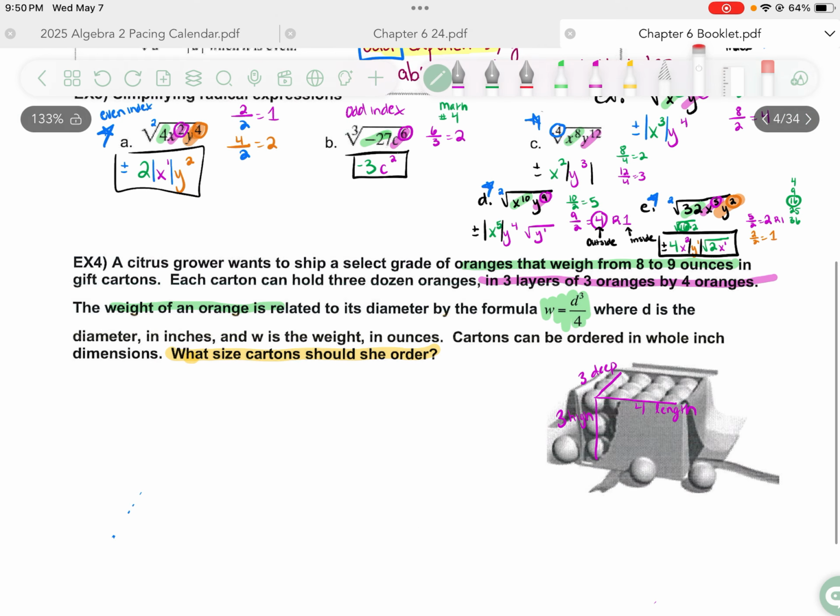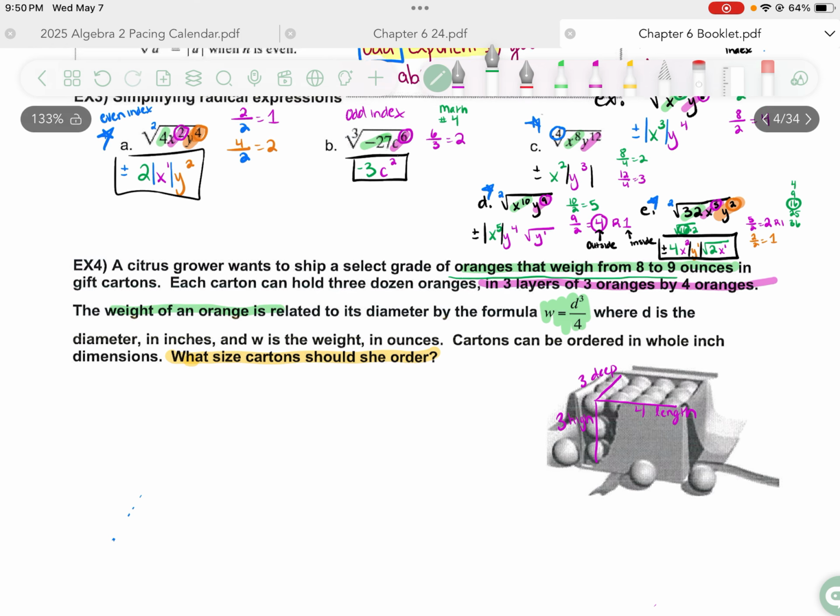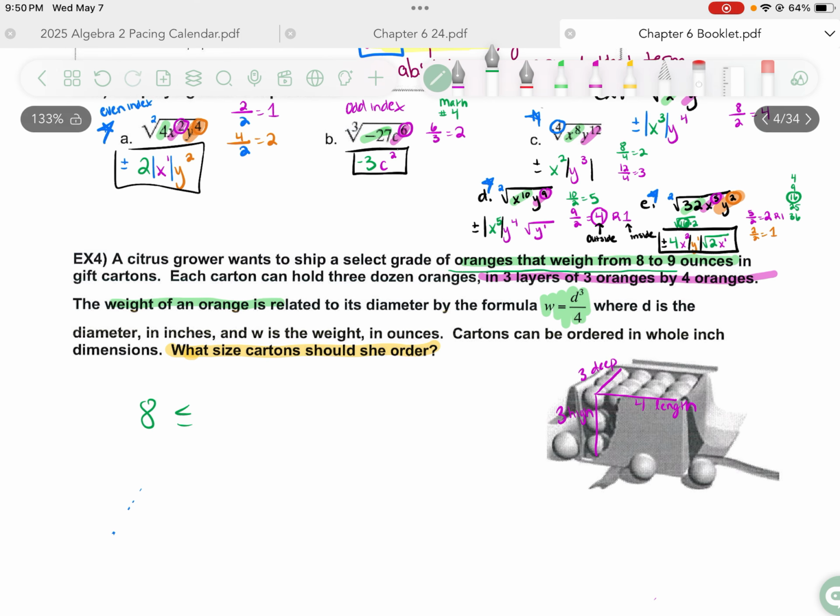So what we can do is take this statement here, that an orange weighs between 8 and 9 ounces, right? That deals with weight. So we're actually working with a compound inequality. We can take our weight formula, and that's going to go in the middle, right? Because we know the weight has to be between 8 and 9 ounces.